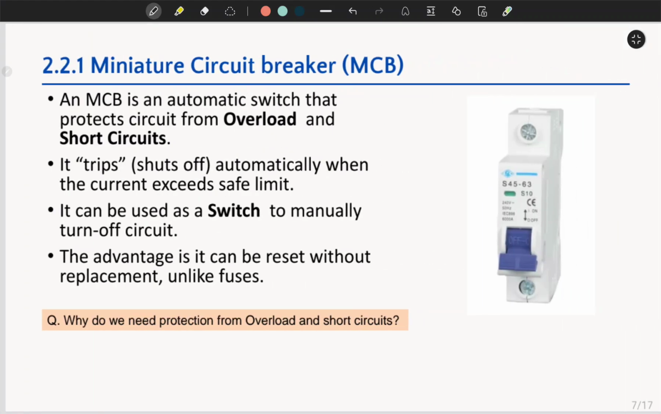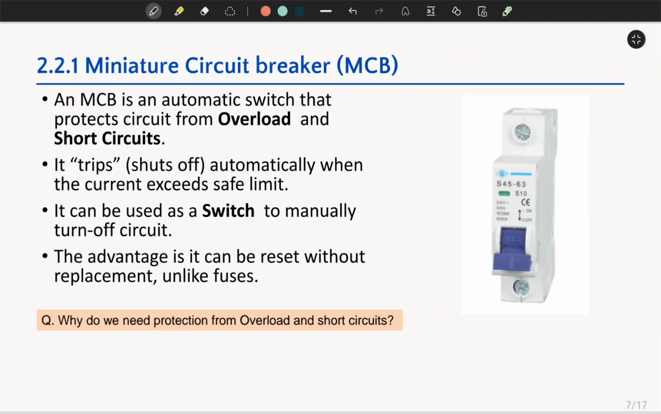So the MCB, which is miniature circuit breaker. Miniature is generally given just because of its compact design, and it is intended to be used for smaller currents, like for household or residential purposes. So MCB is basically a circuit breaker. Circuit breaker means which breaks the circuit.